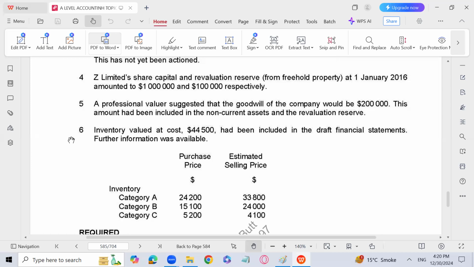So the goodwill which has been recorded in the books, we will not record it in the books, and it will not also be subtracted from the revaluation reserve.